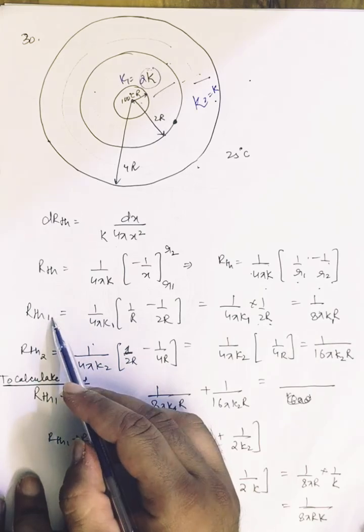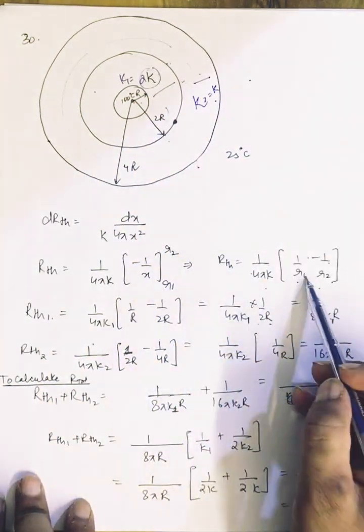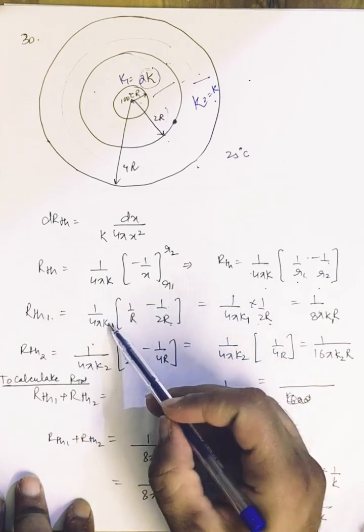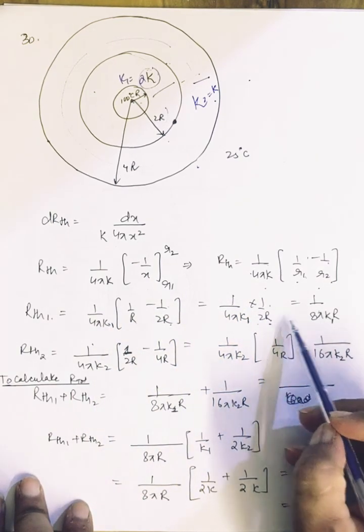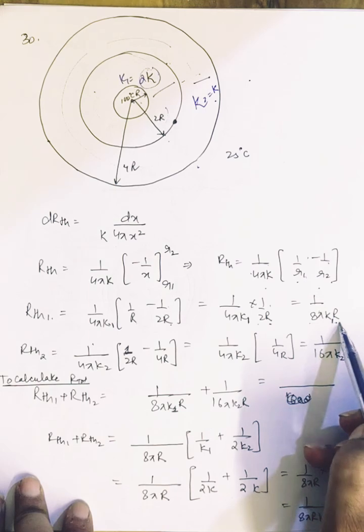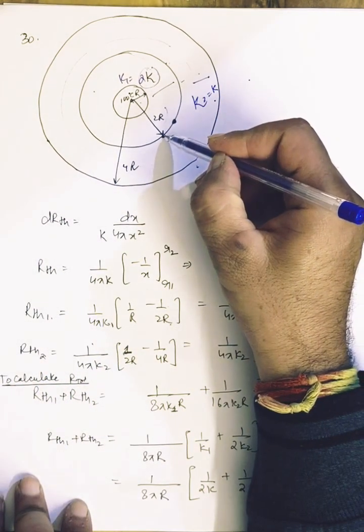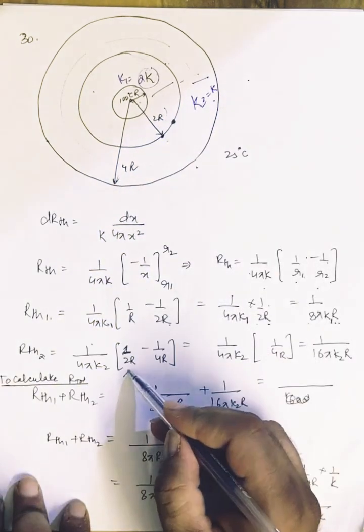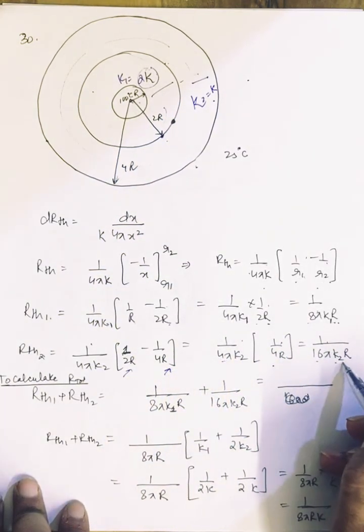Now, the first one ranges from R to 2R. So 1 by R minus 1 by 2R, and the thermal conductivity is K1. So I have calculated 1 upon 8 pi K1 R. Now thermal resistance 2: the inner radius of the second sphere is 2R, and the outer radius is 4R, that is what is written here. 4 pi K2, 1 upon 2R minus 1 upon 4R, gives 1 upon 16 pi K2 R.